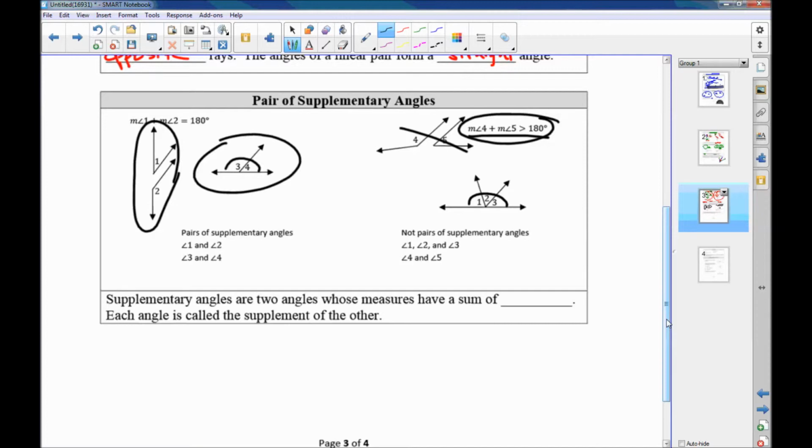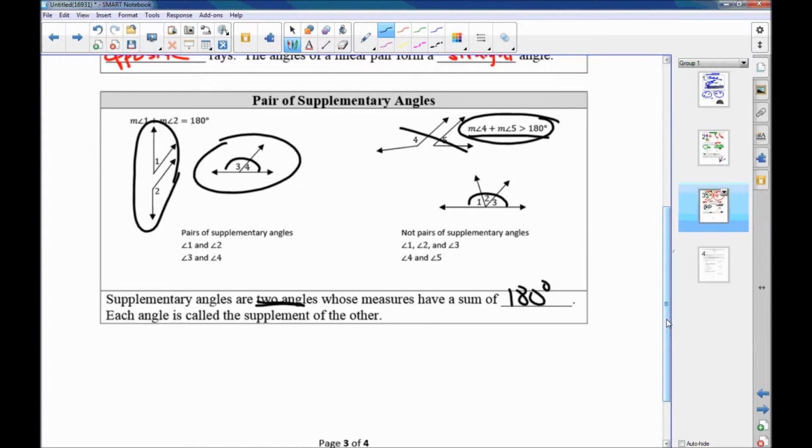So supplementary angles are two angles, only two, whose measures have a sum of 180 degrees. Each angle is called the supplement of the other. Just like in complementary angles, even though we didn't say it, there can only be two angles that add up to 90. Now in supplementary, only two angles add up to 180.